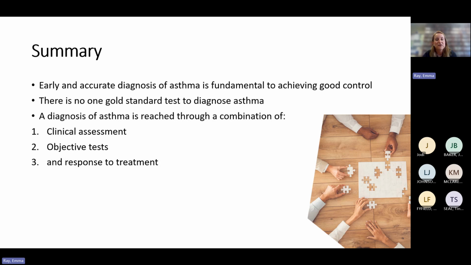But a diagnosis of asthma can only be reached with a clinical assessment plus objective tests, and a good response to treatment.